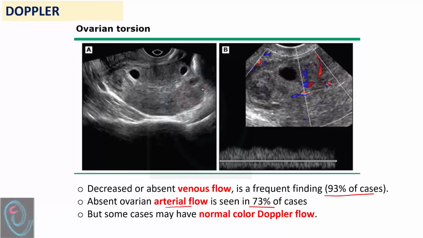In this image, in image A, we can find an enlarged ovary with peripherally displaced small follicles. When Doppler was applied in picture B, we can see blood flow inside the ovary, with maintained blood flow during systole and during diastole. This means maintained venous flow and arterial flow.